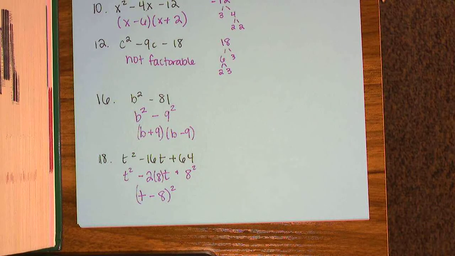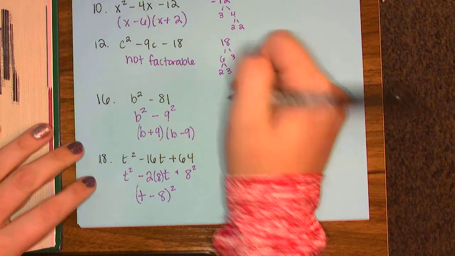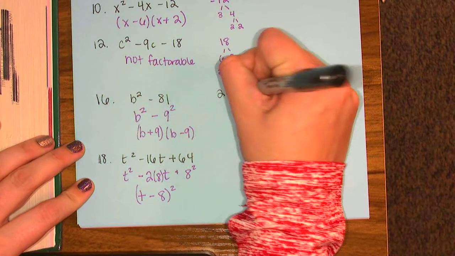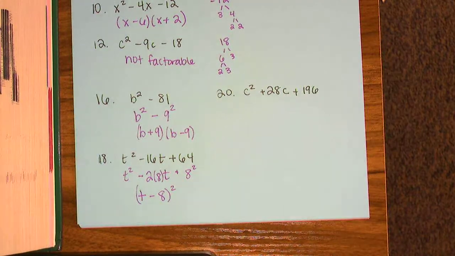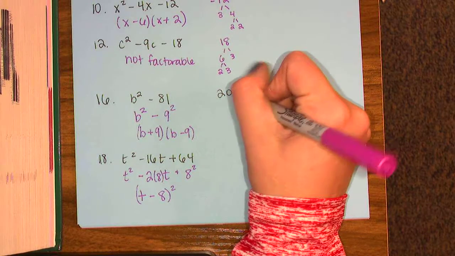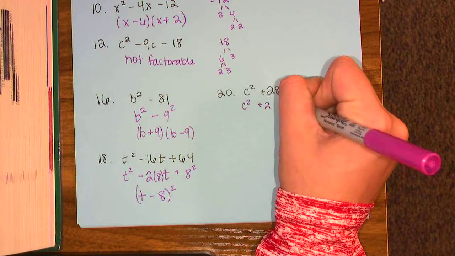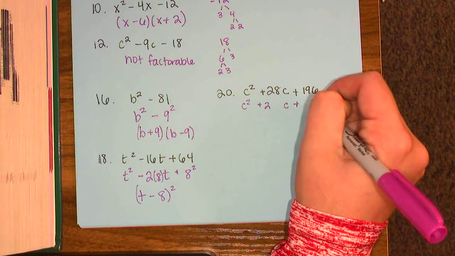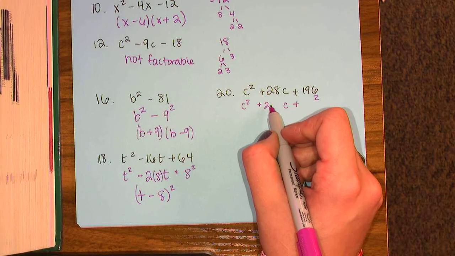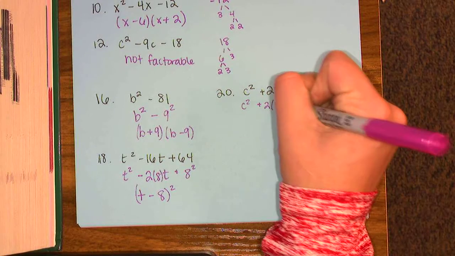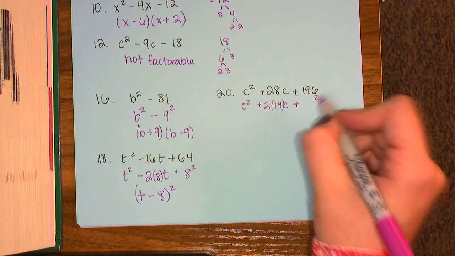Let's see. 20c squared plus 28c plus 196. Okay, so I'm not sure that you guys know right off the top of your head what the square root of 196 is, or what times what gives you 196. But a good way to think about it is you have to have c squared plus 2 times some number times c plus this number squared. Well, 28 divided by 2 is what? 14. So 14 times c, so then this would tell me this is 14 squared.